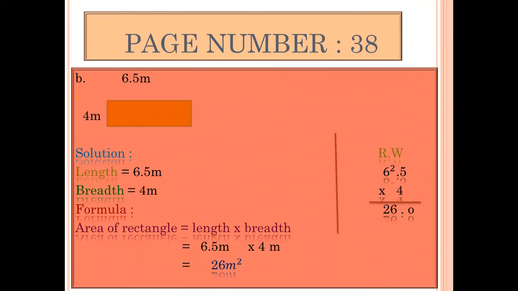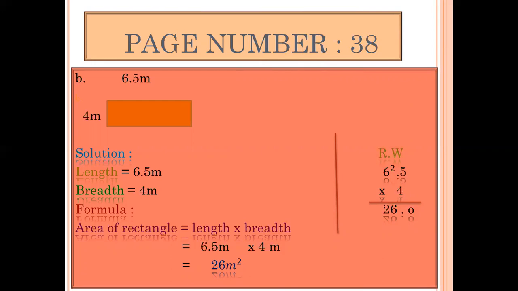Again, a rectangle is given. The length of the rectangle is 6.5 meter and the breadth of the rectangle is 4 meter. Again, we write the area of rectangle, length multiplied by breadth. Under the length, you will write the value of length, which is 6.5 meter. And under the breadth, you will write the value of breadth, which is 4 meter.